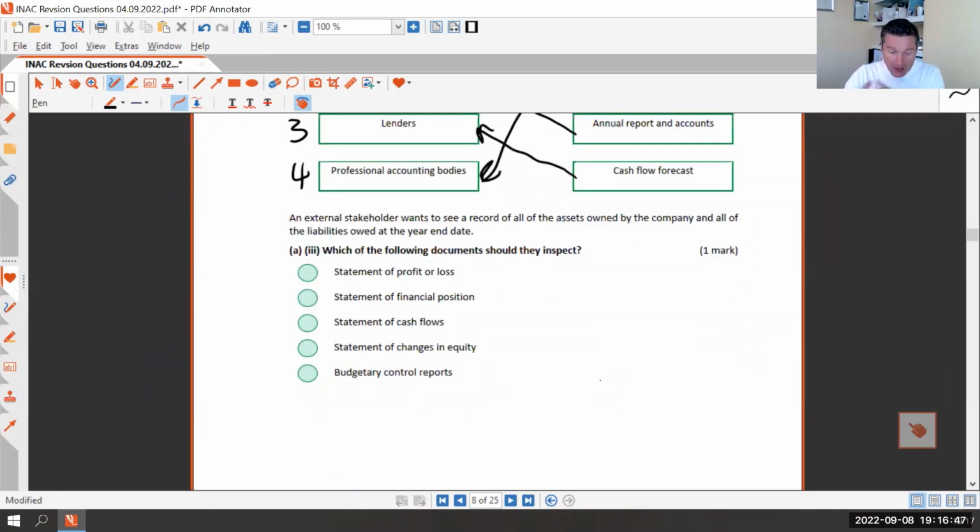Next one. Which of the following documents would you expect? An external stakeholder wants to see a record of all the assets owned by the company and all the liabilities owed by the company. So you've got 1, 2, 3, 4, 5. Firstly, which is the one that would show you what assets are owned by the company and what liabilities are owed by the business?